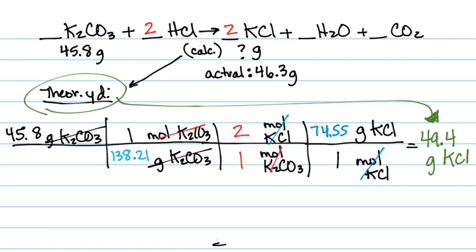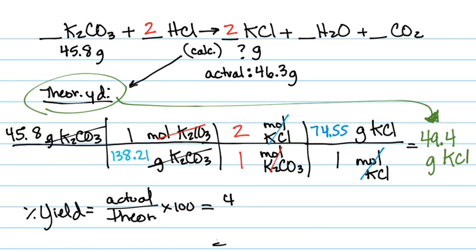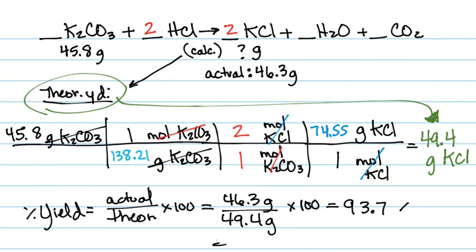Now we go and we look up percent yield. That was actual over theoretical times 100. Actual was 46.3 grams. Theoretical, 49.4 grams times 100. And that percentage is 93.7%.